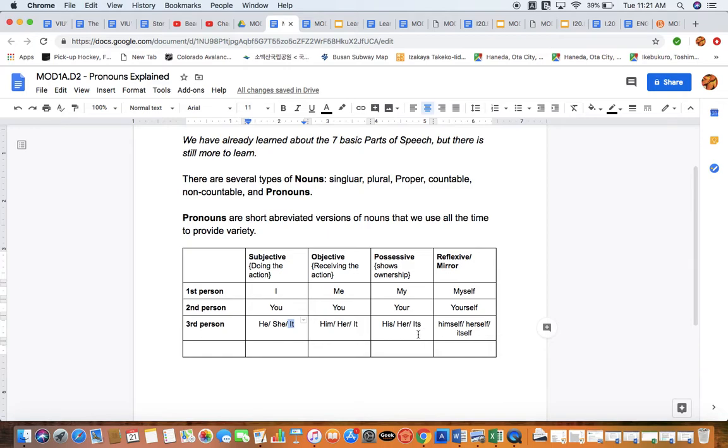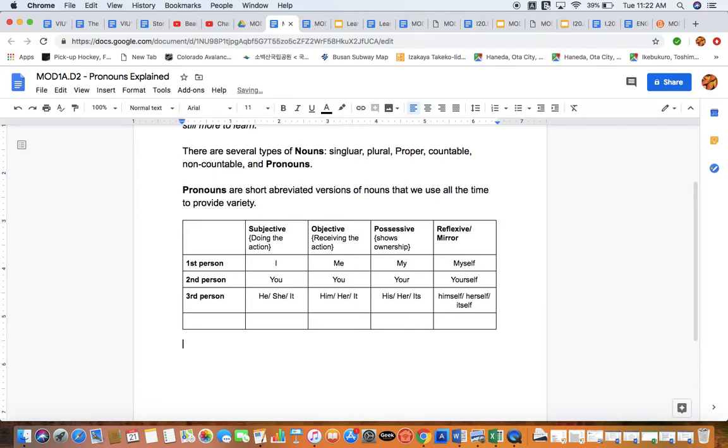Possessive, his, her, its. Now notice we don't put the apostrophe in here, okay? The apostrophe is something different. If you put an apostrophe in, you're actually writing it is. Okay, so be careful about that. For possessive third person pronoun, it's just its. Now again, notice I've capitalized these words. We'll only capitalize them if they come at the beginning of a sentence. And then finally here, for the reflexive third person pronouns, we have himself, herself, and itself.